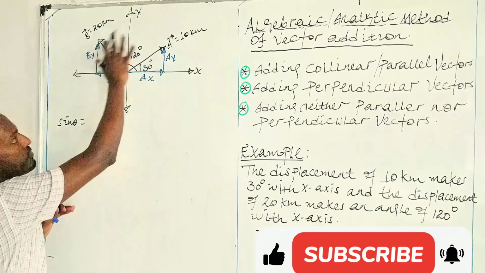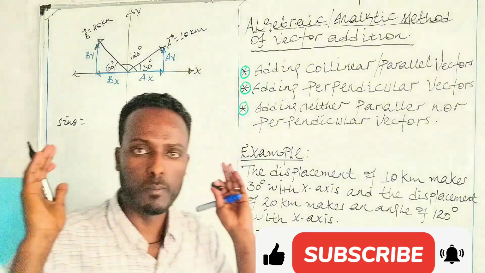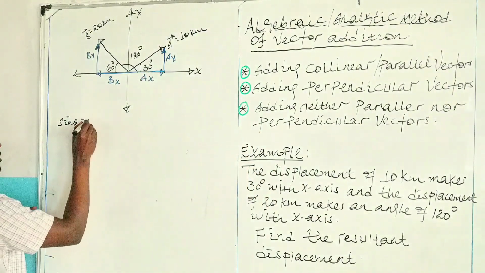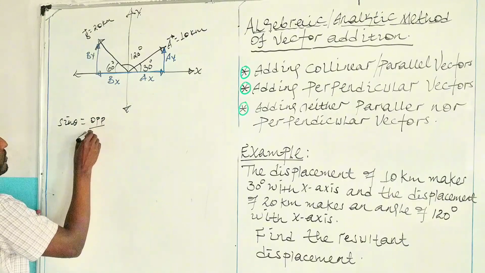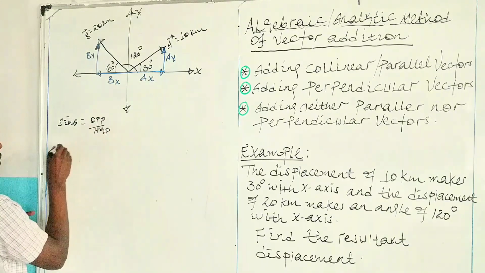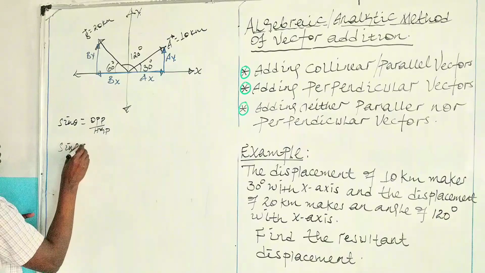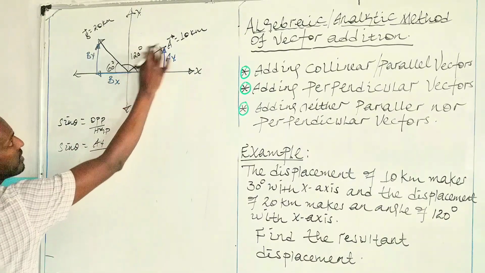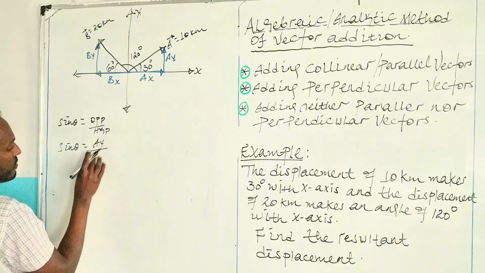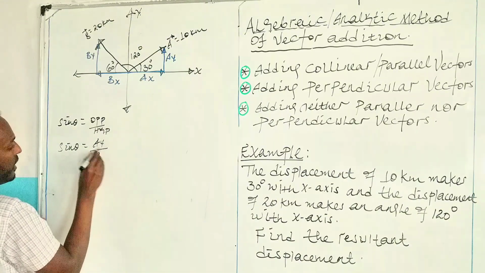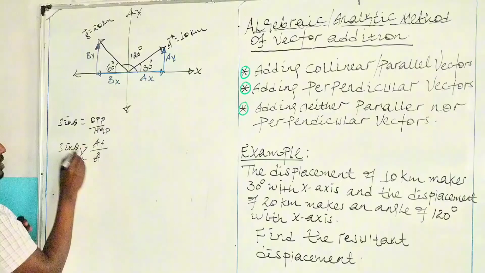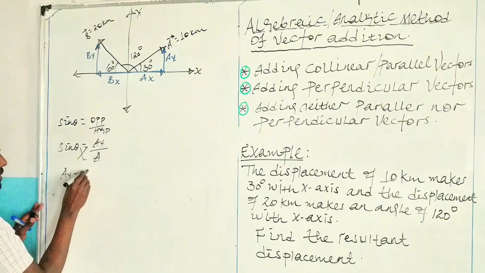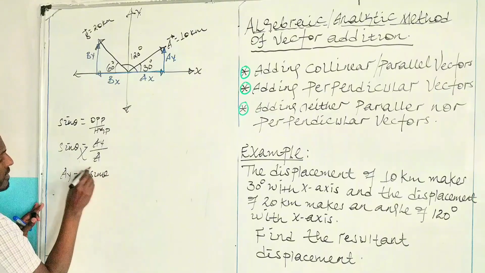So now we have already set up the free body diagram. After this, what did we say? Resolve. So to resolve the vectors, sin theta is equal to opposite over hypotenuse. So sin theta is equal to the opposite side which is AY over hypotenuse vector A which is 10 kilometer. So when we rearrange this one, AY is equal to vector A times sin theta.